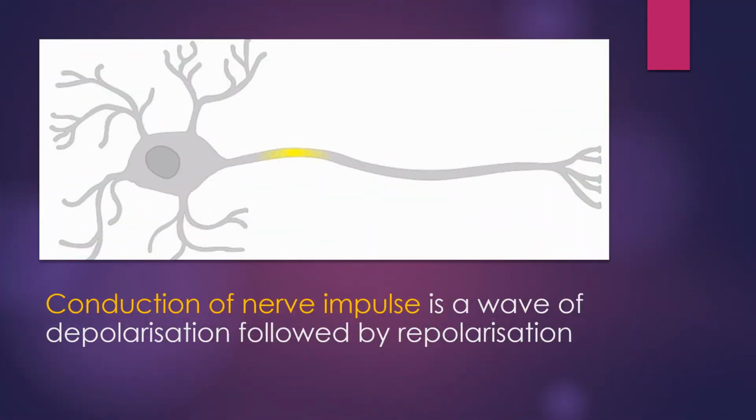Conduction of nerve impulse is a wave of depolarization followed by repolarization. It's very important. Fill in the blanks question: conduction of nerve impulse is a wave of depolarization followed by repolarization. It's very important.